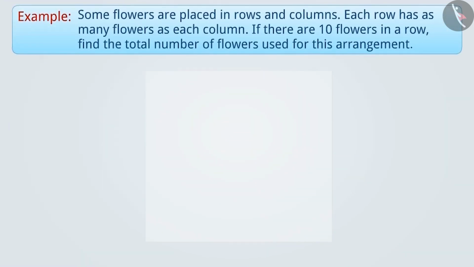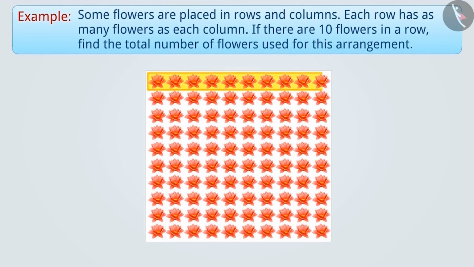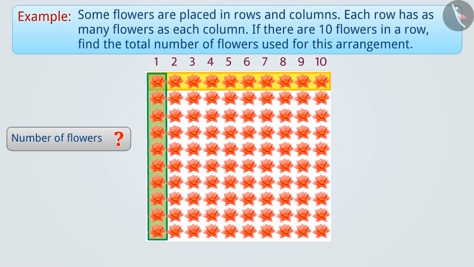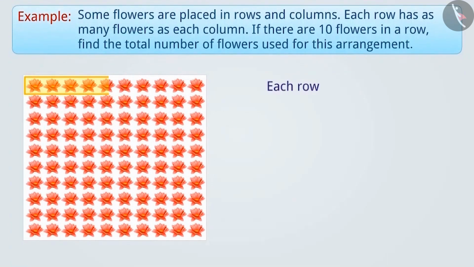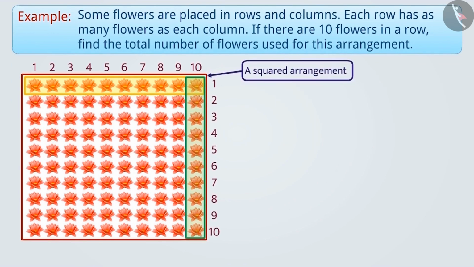Next example, some flowers are placed in rows and columns. Each row has as many flowers as each column. If there are 10 flowers in a row, find the total number of flowers used for this arrangement. Here, each row has 10 flowers and each column also has 10 flowers. Thus, we can see a squared arrangement here. With this understanding, the total number of flowers will be 10 multiplied by 10 is equal to 100.